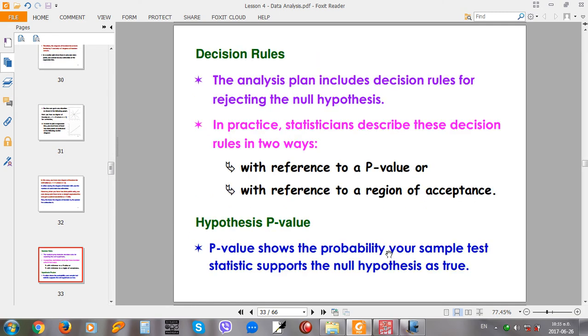Decision rules. Now we come to how to decide whether our null hypothesis is true or wrong. The analysis plan includes the decision rules for rejecting the null hypothesis. In practice, statisticians describe these decision rules in 2 ways: with reference to a p-value or with reference to a region of acceptance.